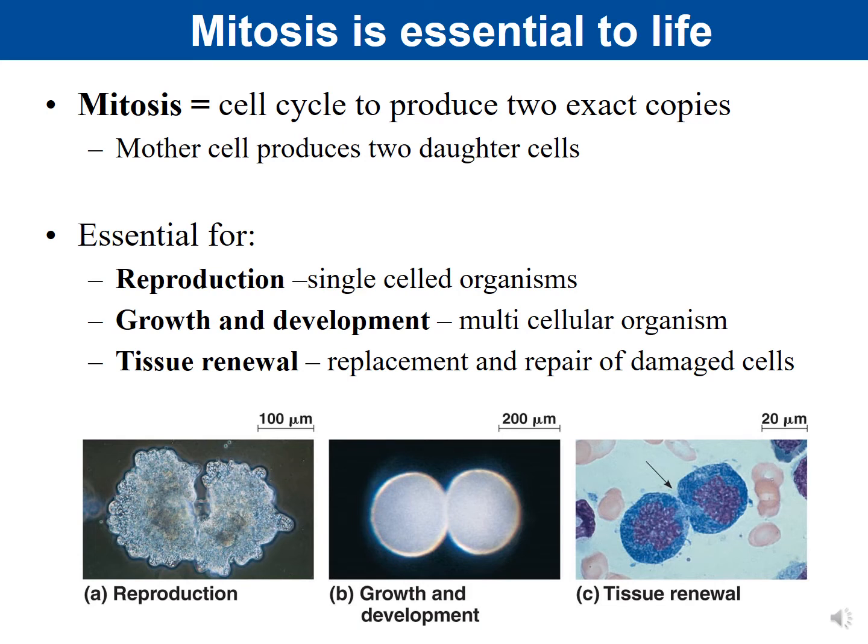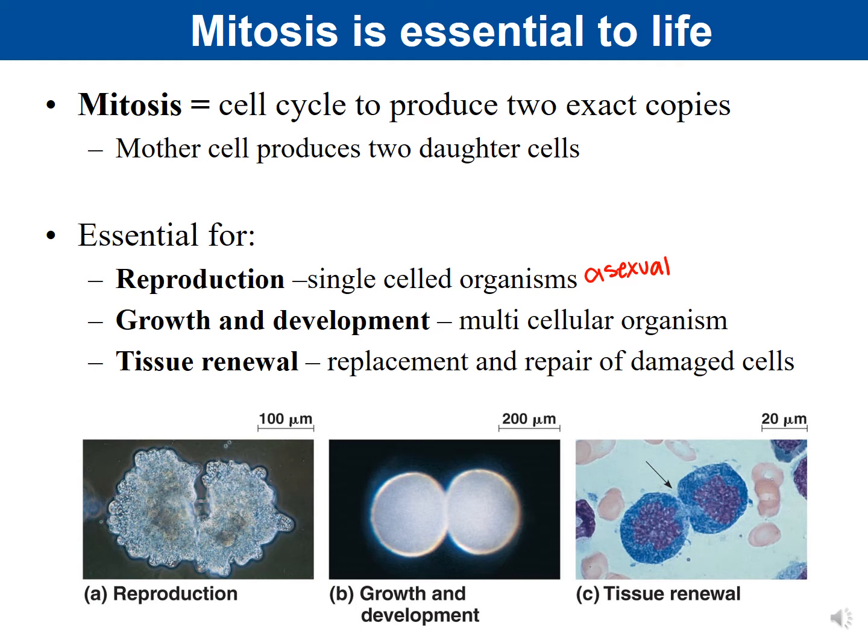Now, the purpose of mitosis is that it's essential for several reasons. One is mitosis is used for reproduction, and this is used for single-celled organisms. And we call this type of reproduction asexual. Asexual refers to without a partner. So an organism like you can see on the bottom left, an organism like an amoeba would reproduce by mitosis. They reproduce asexually by simply making a copy of themselves.